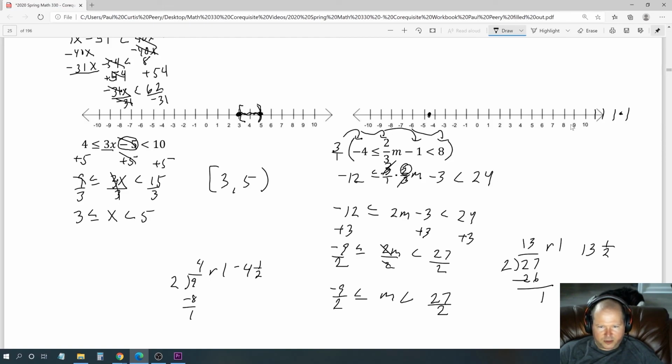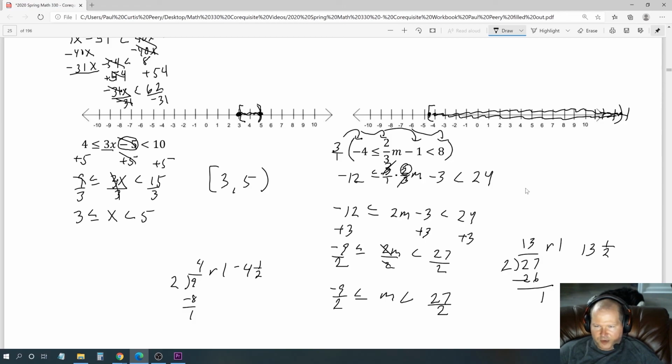Because you have an inequality on the left with the equal sign, that's going to be a bracket. Because you have the inequality on the right side that does not have the equal sign, you're going to be using a parenthesis. And you shade it all in, right in between both, right?